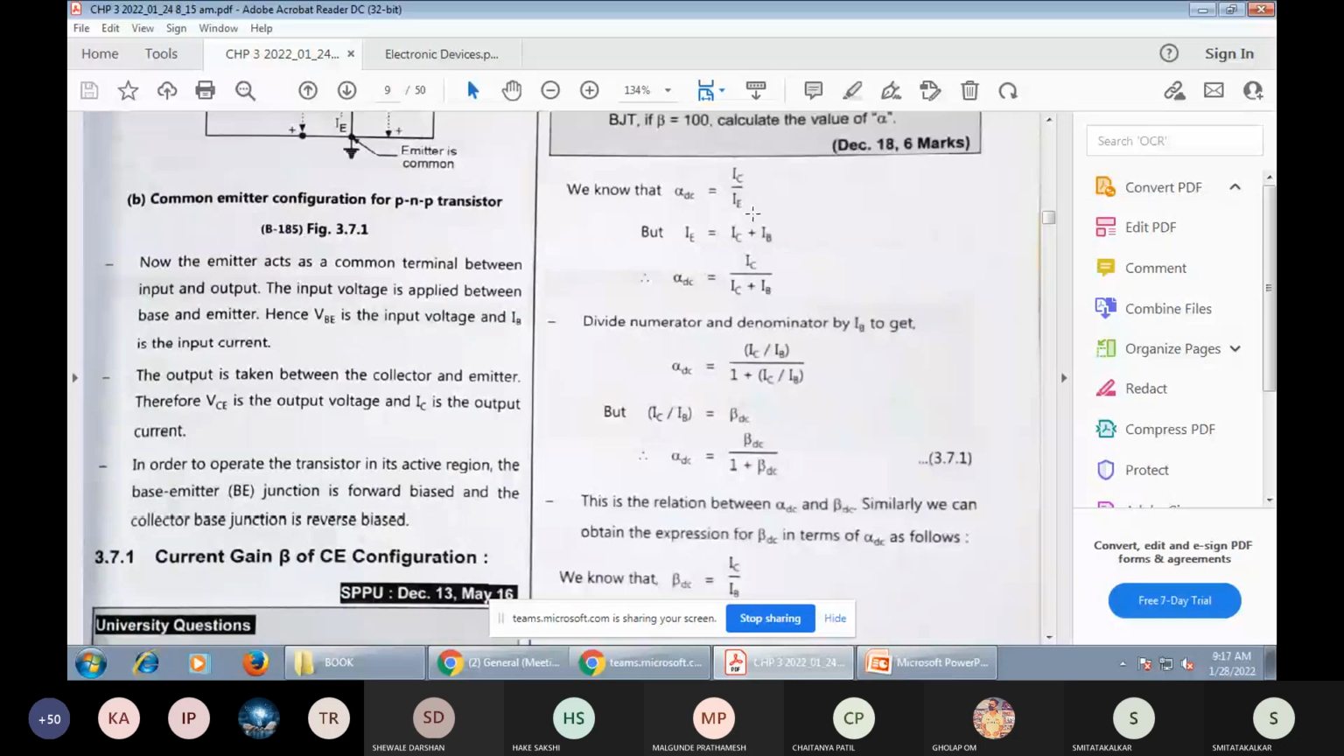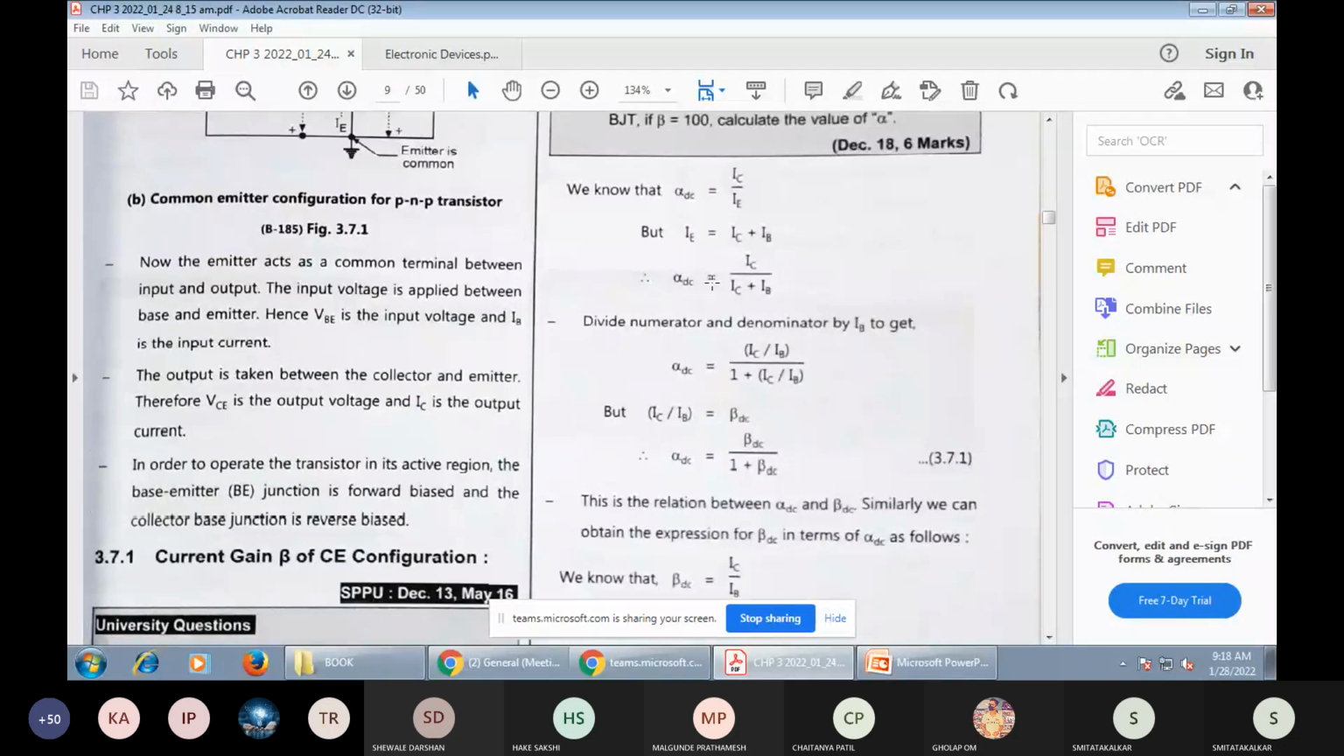You can write alpha DC as collector current divided by emitter current. Then what is the value of the emitter current? The emitter current is equal to collector current plus base current. The collector and base currents together make up the total emitter current in the transistor, because the emitter is heavily doped compared to the base and collector terminals. That's why maximum current flows through the emitter terminal, then the collector terminal, and last the base terminal.